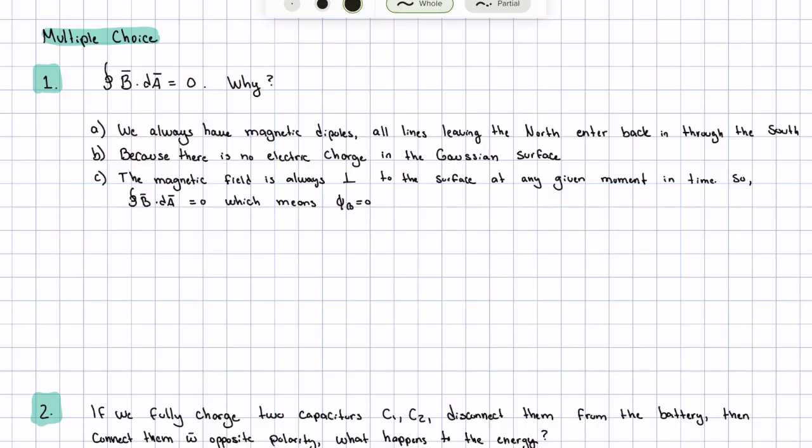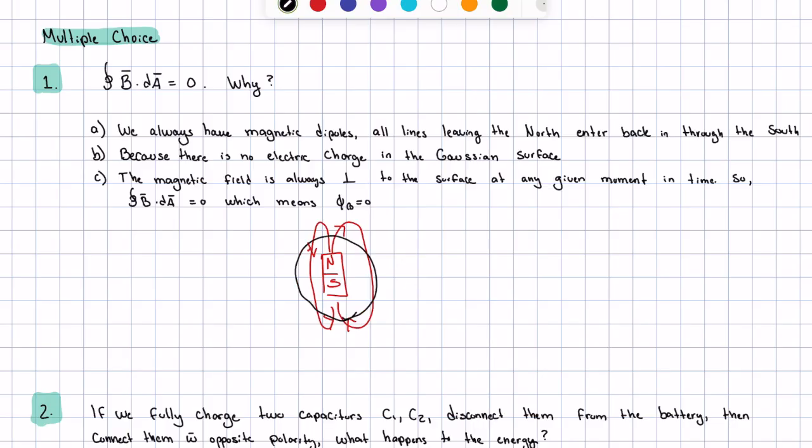So the first one says, the surface integral of B dot dA is equal to 0. Why? Hopefully you remember that in magnetism, we don't have any magnetic monopoles. We only have dipoles. So there's always a north and a south side to our magnet. And then our field lines come out the north and then back in through the south. So whenever we draw a closed surface, like a sphere or a cube around our magnet, anytime we have a magnetic field line going out, it comes back in at some later point. So here it goes out and then it comes back in.